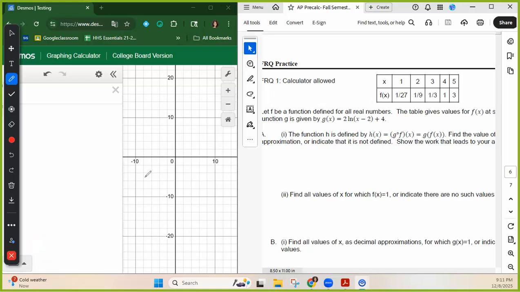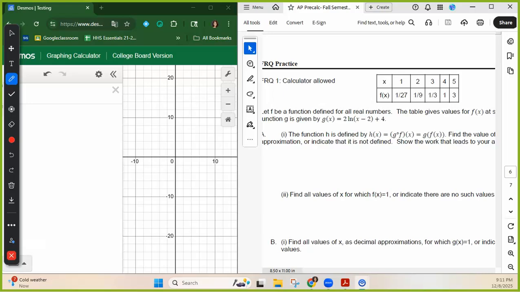All right, folks, we're going to do the FRQ on your study guide. FRQ 1 is calculator allowed, so make sure you got the College Board decimal out. Let's go. Let f be a function defined for all real numbers. So over here, your table is a function f. The table gives a value f of x at such a value.